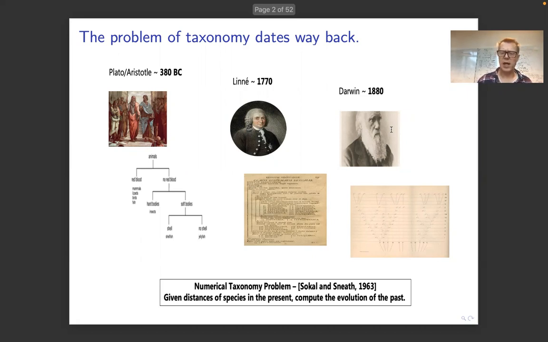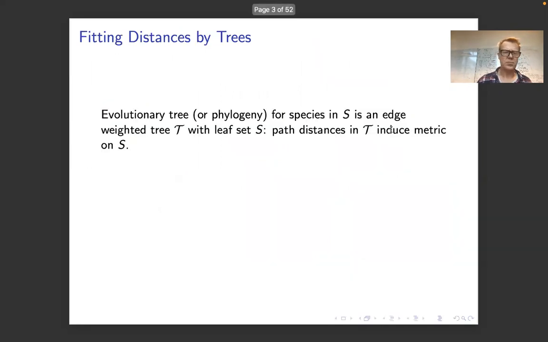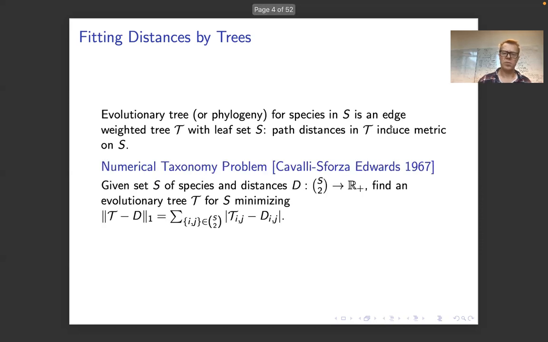in the present, and now you want to compute a likely evolution of the past. So it's about fitting distances by trees. An evolutionary tree for some species S is an edge-weighted tree with leaf set S, and the path distance in T introduces a metric on S. And so what we want is, we have some input distance or measured distance, and now want to find a matching tree, minimizing the sum of errors between the input distances and the tree distances.